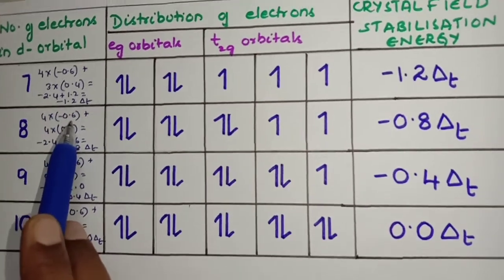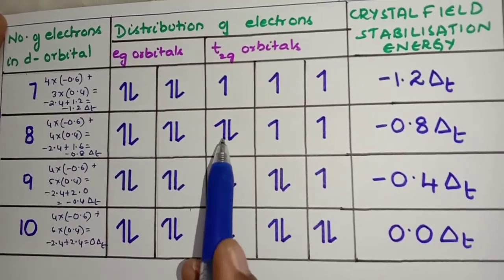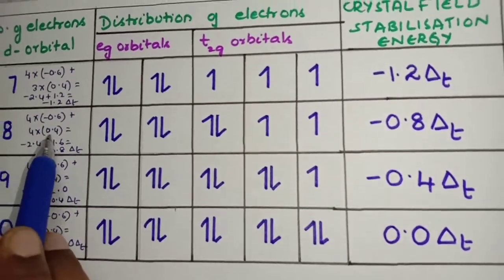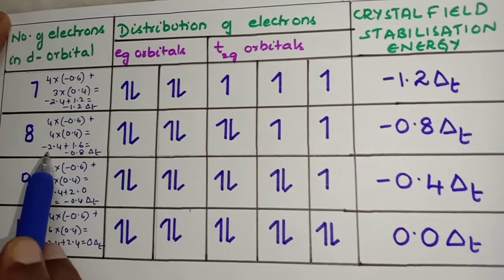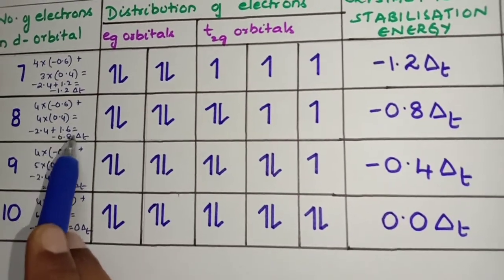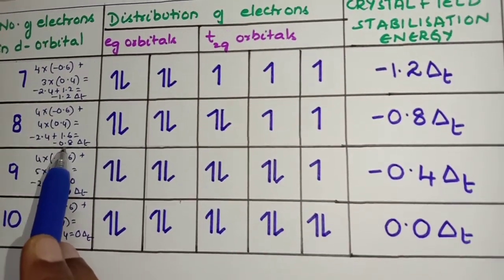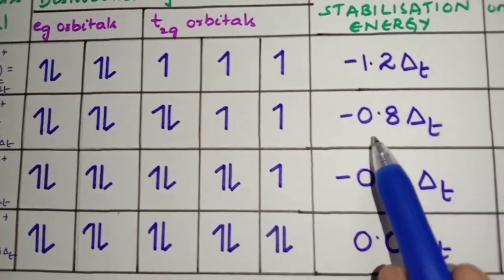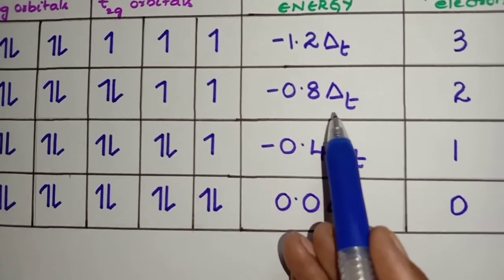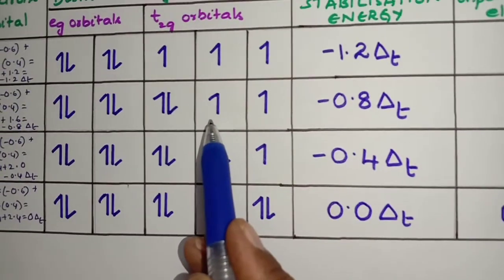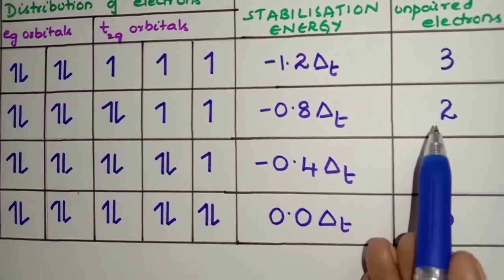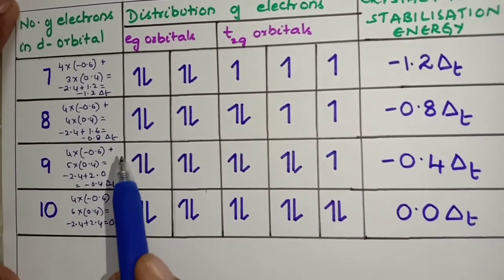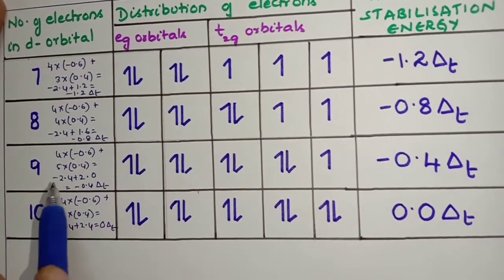4 into minus 0.6 plus number of electrons in T2G: 1, 2, 3, 4. So 4 into 0.4 is equal to minus 2.4 plus 1.6 is equal to minus 0.8 delta T. So the same I have written here, minus 0.8 delta T units. So number of unpaired electrons: 1 and 2, that is 2. Clear students? This is about the number of electrons in d orbital if it is 8. Next, moving on to the next one.